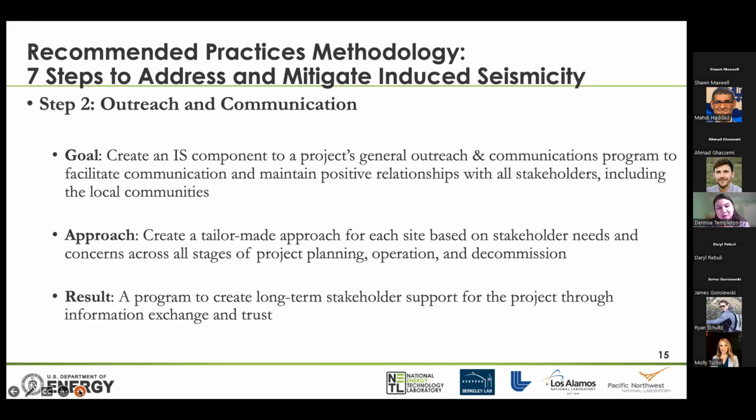Okay, step 2 is outreach and communication, and I really want to reiterate that outreach, education, and communication are going to be key for any of these sites. And so we discuss how we want to incorporate an induced seismicity component into a project's general outreach and communication program. This is to facilitate communication and maintain positive relationships with the stakeholders, including the local communities. So we discuss the framework of creating a tailor-made approach for each site based on the individual stakeholder needs and concerns across all stages of planning, operation, and decommission.